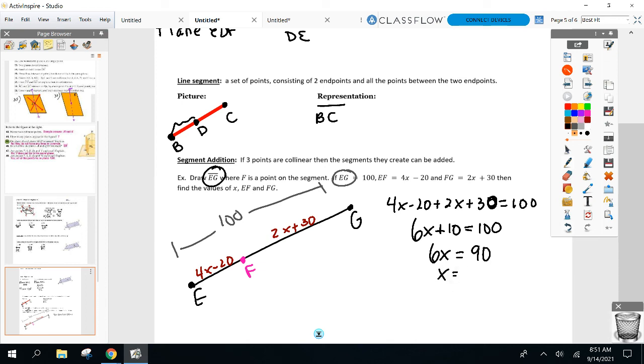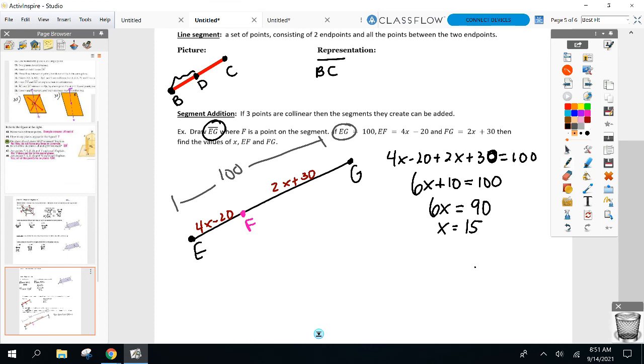Should ask to get your calculators out, huh? 6 into 90, anybody? 15. You get 1/3 credit there. I'll give you 1/3 of a credit. Why? Tim? You still have to read the directions. I asked for x, yes, but I also asked for the length of EF and FG. So now that I know the value of x, how can I find the length of EF?